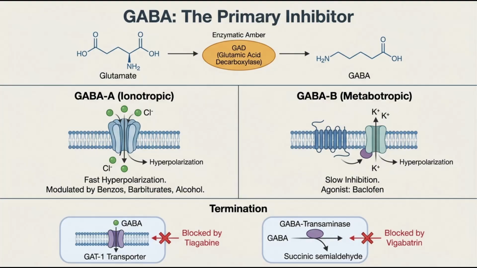So when that channel opens, chloride, which is negatively charged, rushes into the cell. This hyperpolarizes it, pushing the membrane potential down to -75 or -80 millivolts, much further away from the threshold for firing. It makes it harder to fire an action potential. Much harder. And this receptor is the site of action for some very, very famous drugs.